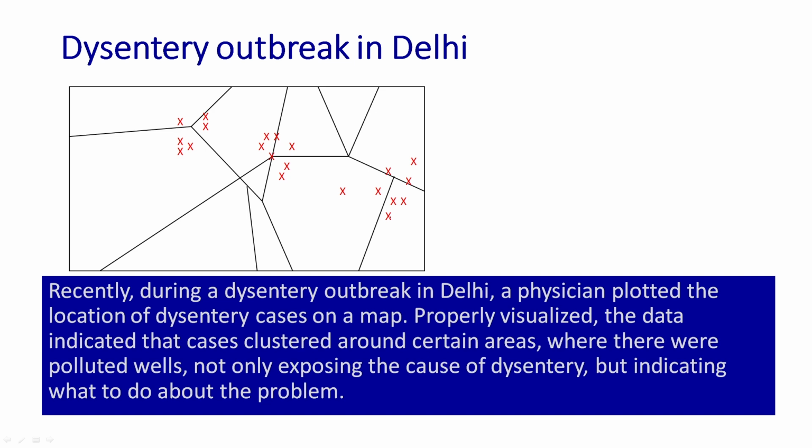I give you an example. Suppose in the city of Delhi you have a dysentery outbreak, and a physician in a hospital is trying to plot the location of the dysentery cases on a map, and when he or she has finished, the data indicates that cases cluster around certain areas. You can see there, they are clustered in certain areas, here, here, here. Now knowing this, we can easily determine the cause of this dysentery, and it has been found that there are polluted wells in these locations. So then the civic bodies can take proper action to take care of such outbreaks.